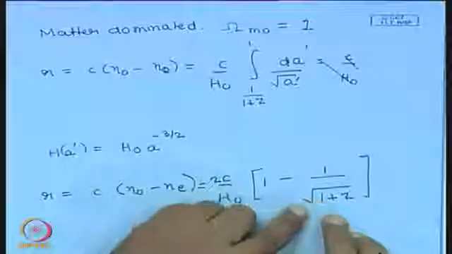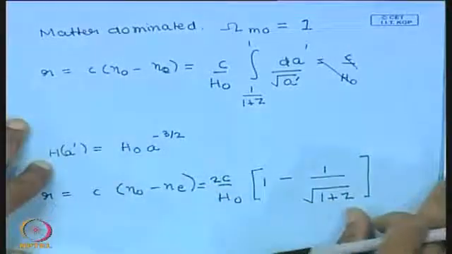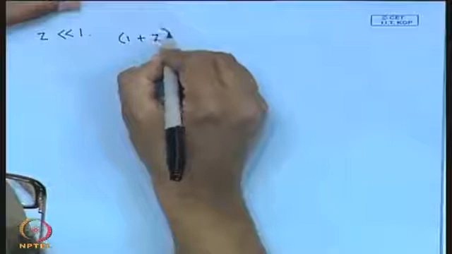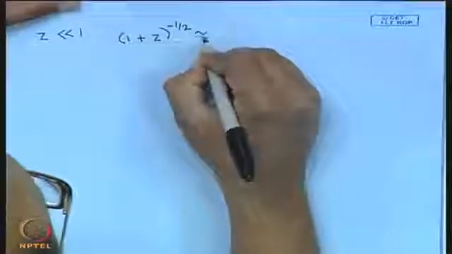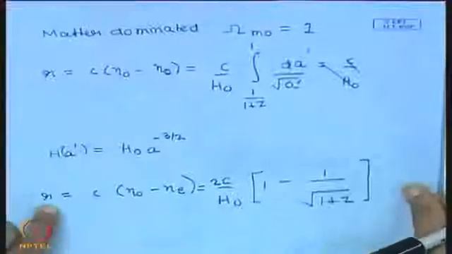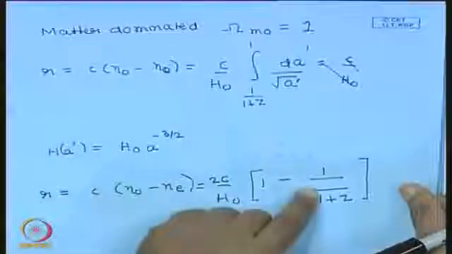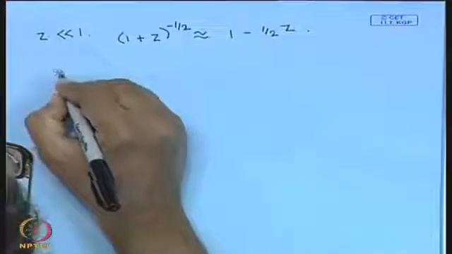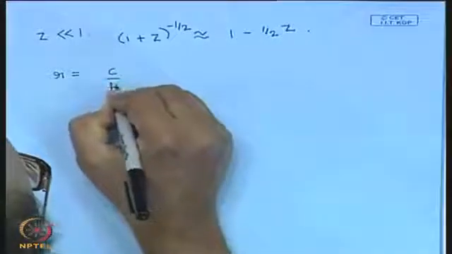In the low redshift regime we can do a Taylor expansion of this. So if we consider z much less than 1, 1 plus z to the power minus half is approximately equal to 1 minus half z. So what we have here is that r is equal to 2c by H naught times 1 minus half z. So we are led to the relation that r is equal to c by H naught times z, which is Hubble's law.